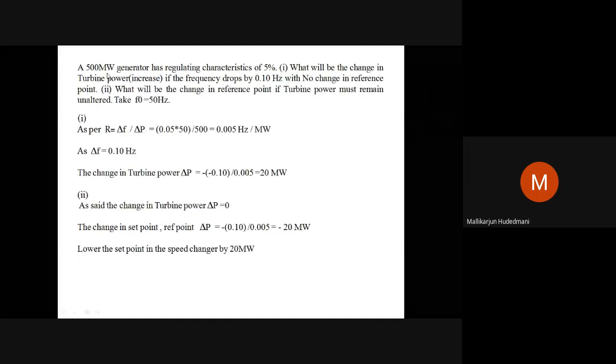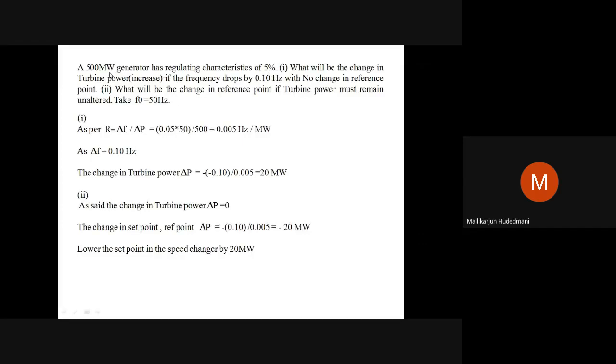A 500 megawatt generator has a regulating characteristic of 5%. Why I'm presenting more and more problems is that these are worth 8 marks. If you do not touch them, minus 8 is sure for you. That's why we have to view as many problems as possible. At least you will do some part of the work, bits and pieces in partial steps, in your process of approach. In that respect, I keep solving or presenting you more and more problems.